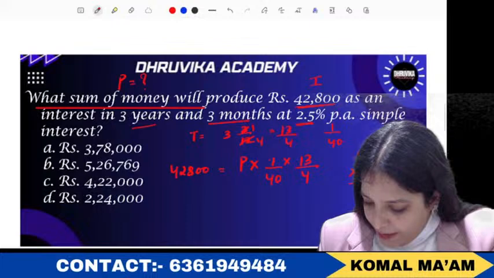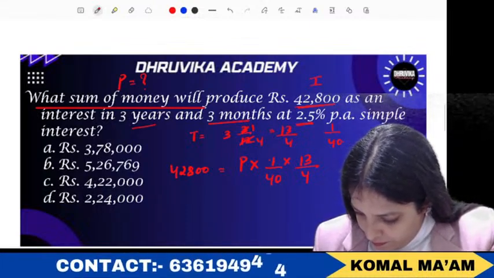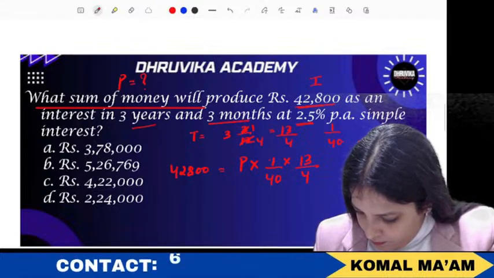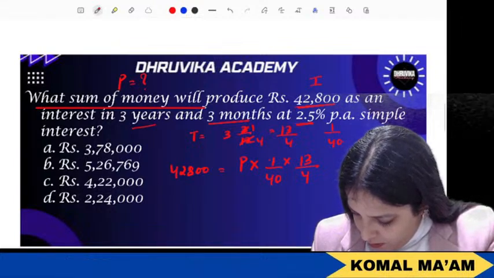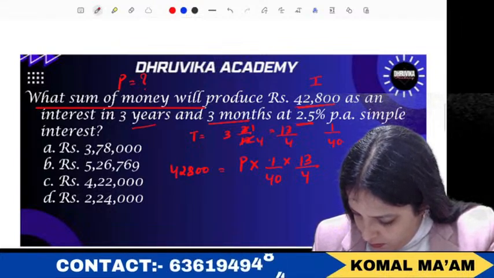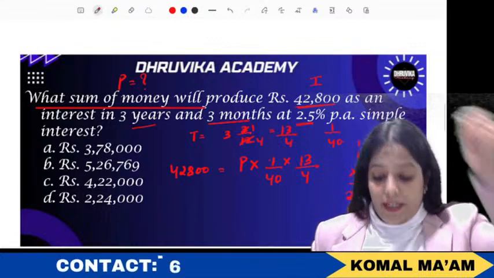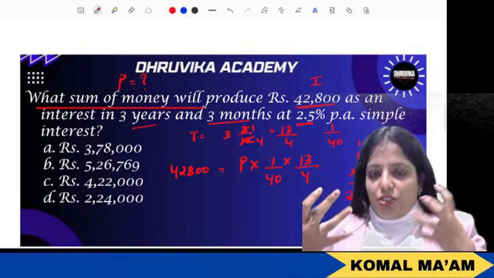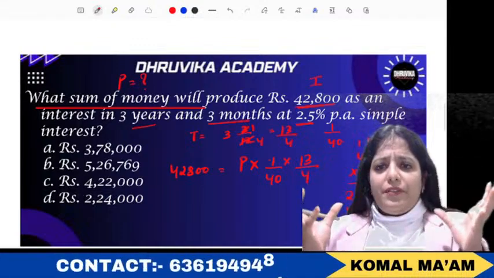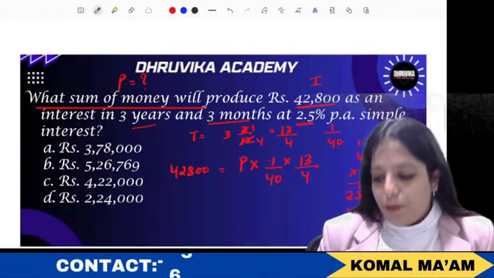428 multiplied by 16. 6848, and then you have 3 zeros after that, and then you have to divide it by 13. Now seeing 13, it gives such a big division. No need to do that much big division, because now we are going to use the option approach here.